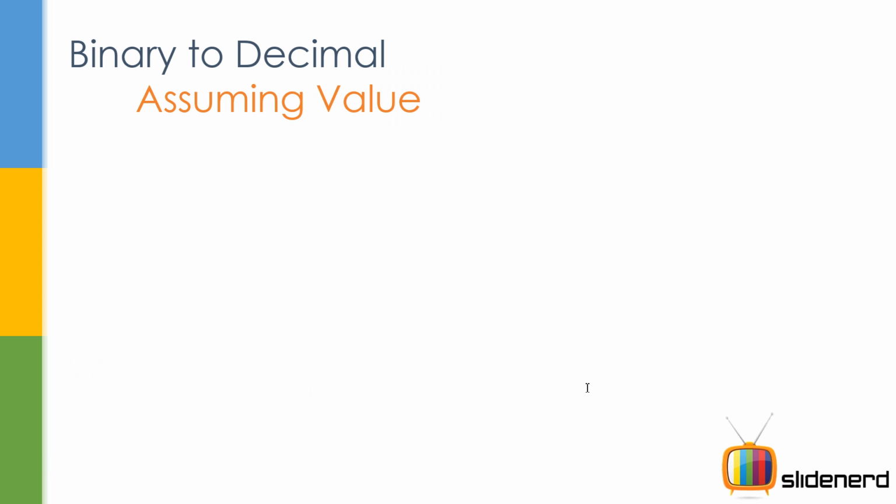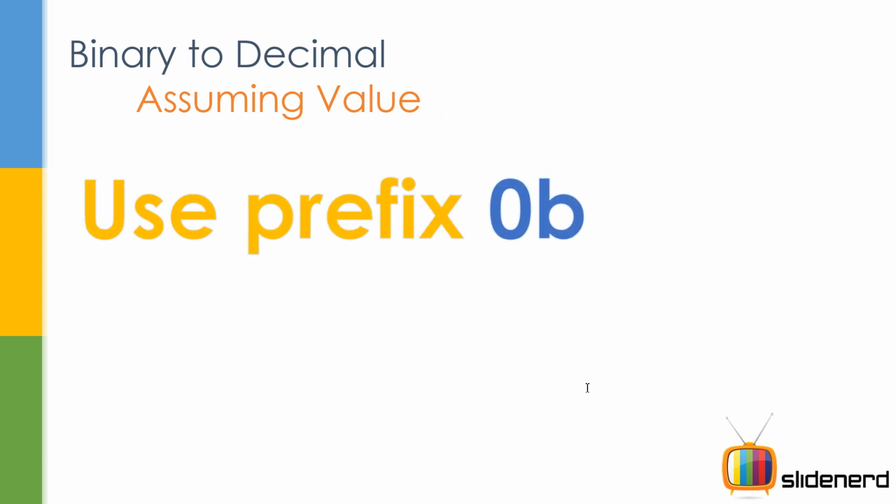There are two things you can do. You can assume a value, then use the prefix 0b. Now, if you guys have never heard about this, I'll show you what exactly it is. We go to NetBeans and see what the 0b means.